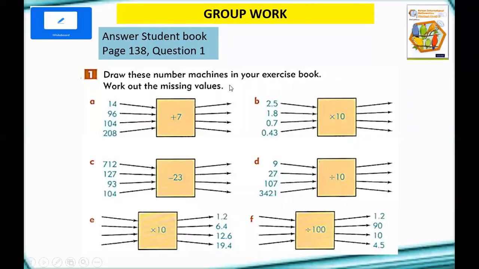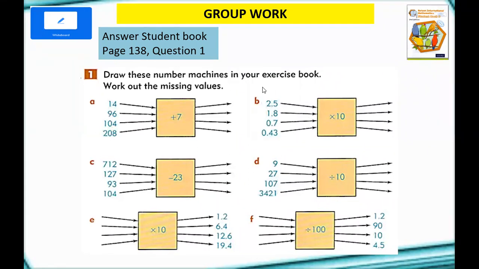Now, in your textbook, in your student book, page 138, question 1, would you mind to try first before we are going to answer together? Okay, try to answer first and then check your answer later. Pause your video. Okay, check your answers now.